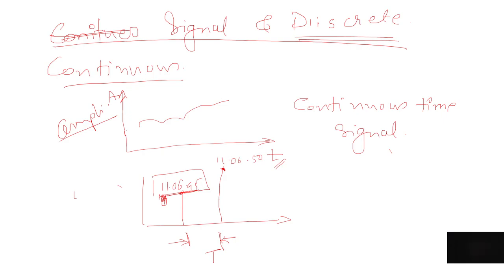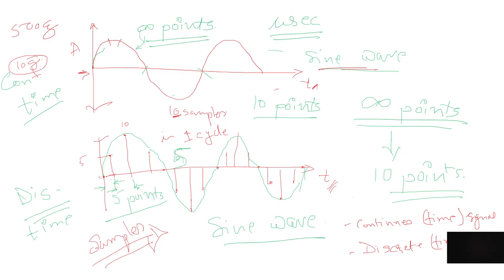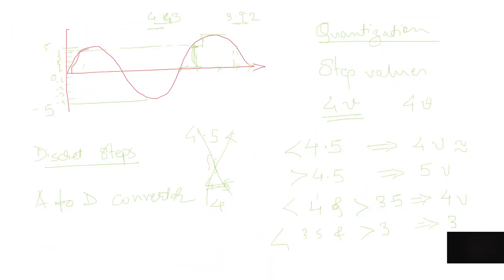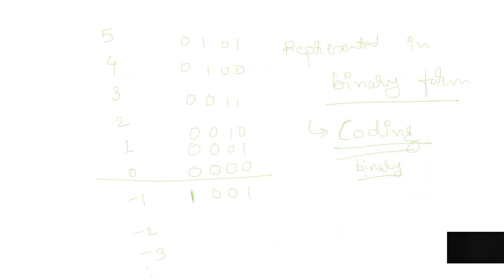So we have seen what is a continuous time, and then we went to understand what is a discrete time, right? And as I had told you, I tried to spend as much time as possible on this concept because it is a little bit tricky one. Then I had told you how we go from the analog to digital.